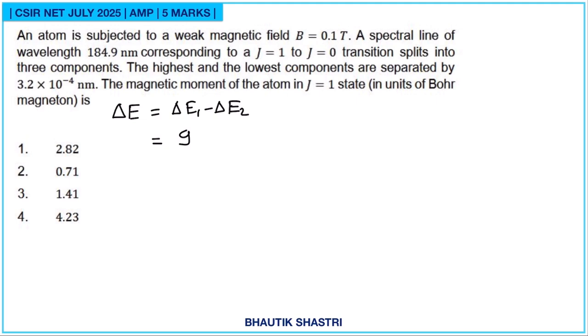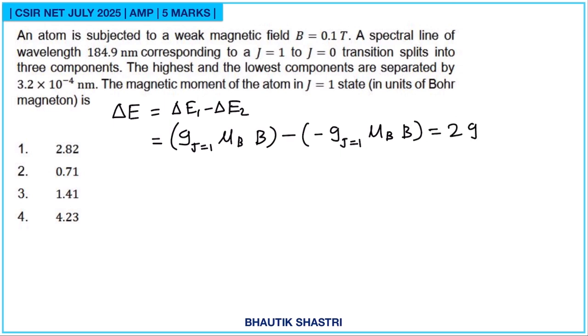So we'll have here G for j is equal to 1 into mu b, b, minus, for the lowest it will be minus G for j is equal to 1 mu b, b. So this is equal to 2 into G for j is equal to 1 mu b, b, where G is the Landé g factor, mu b is Bohr's magneton and b is the external magnetic field. And also we have delta is equal to Hc by lambda square delta lambda. So we will equate these two equations.